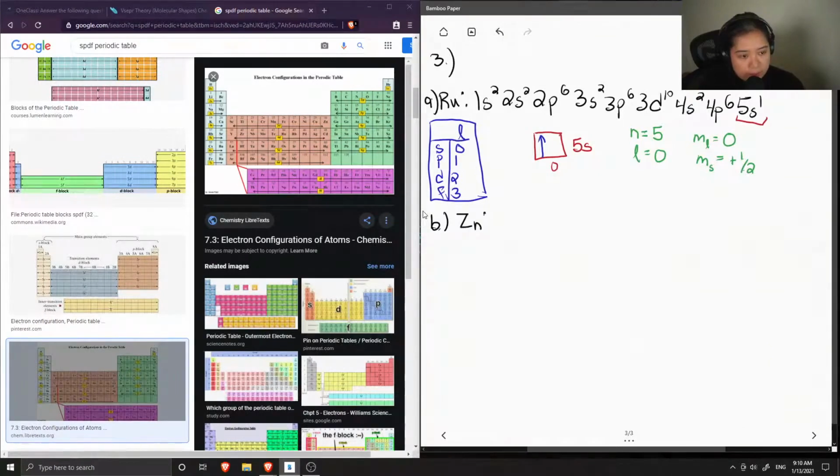So it's the same process. Zinc is found right here, atomic number 30. And let's start to write down its electron configuration. So 1s2, 2s2, 2p6, 3s2, 3p6, and then 3d10 I'll write first. And then I'm going to write 4s2.